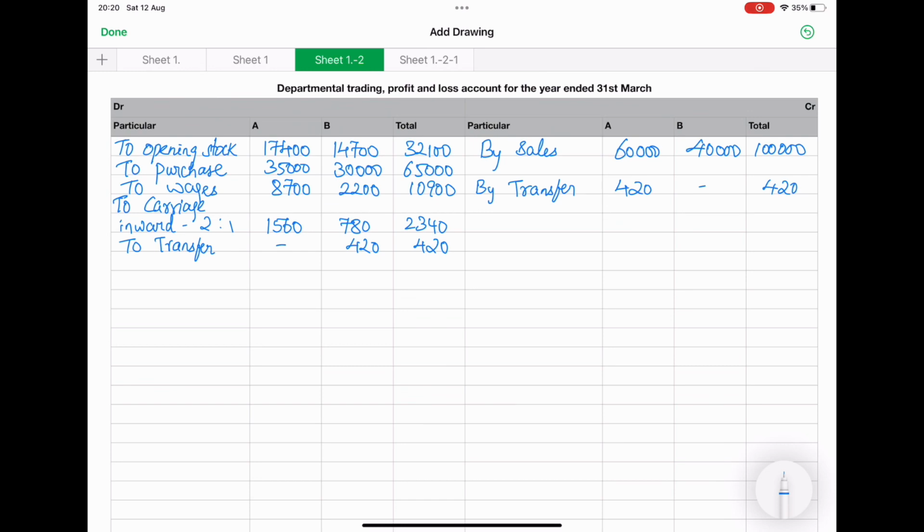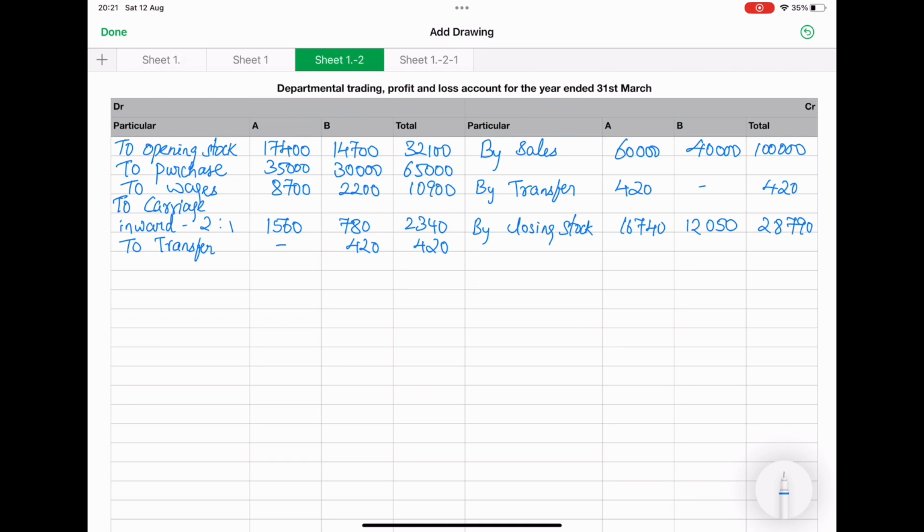Next, any other things we left? No, in the trial balance only this much information is given, but in the additional information they have given closing stock. By closing stock, total 16,740 and 12,050. Total will be 28,790.